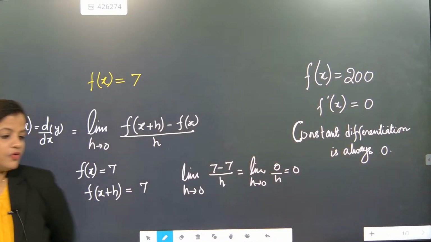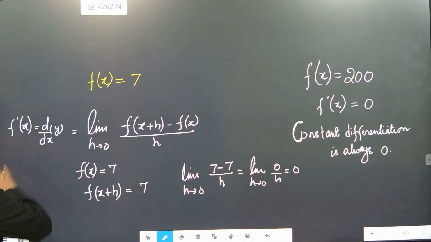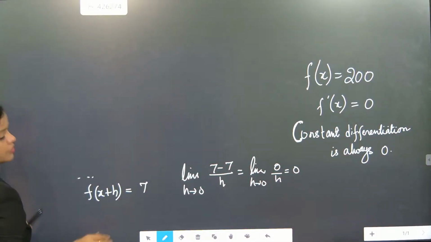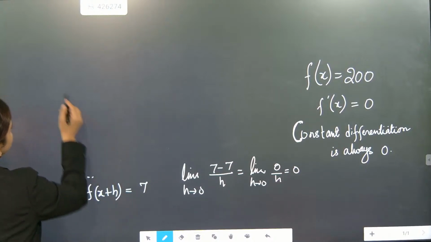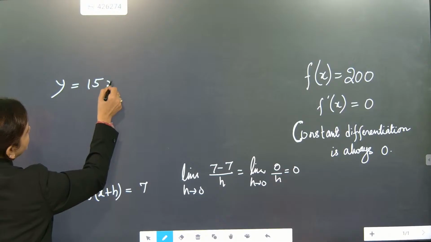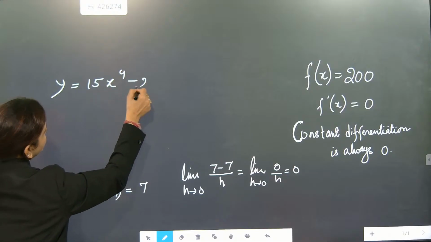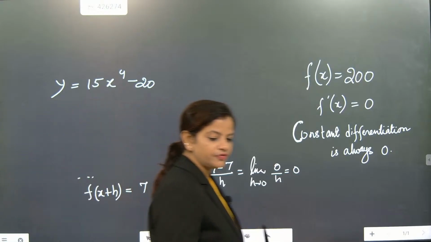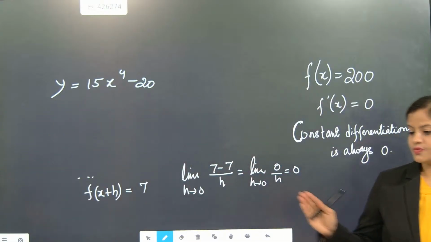Okay, beta. Now we will do another task. Our next important task is, if somebody gives you, not by first principle, you just have to differentiate it: 15x to the power 4 minus 20. What is the differentiation of this? Differentiate and tell me the answer. Use the direct differentiation rule. Don't use first principle.